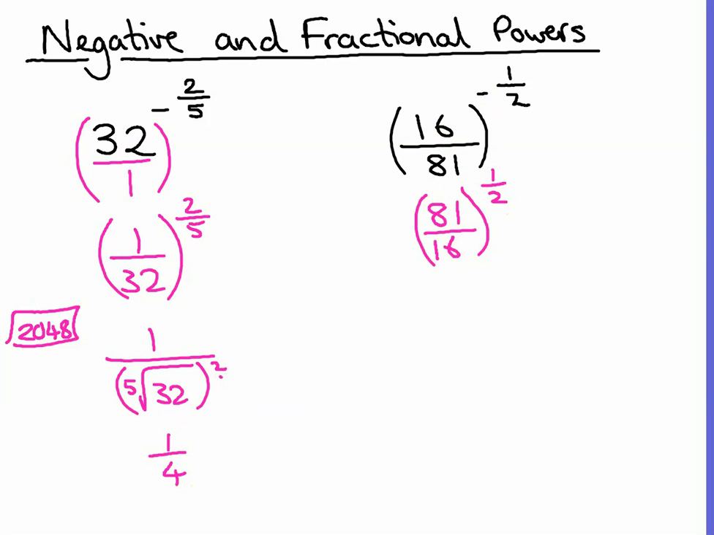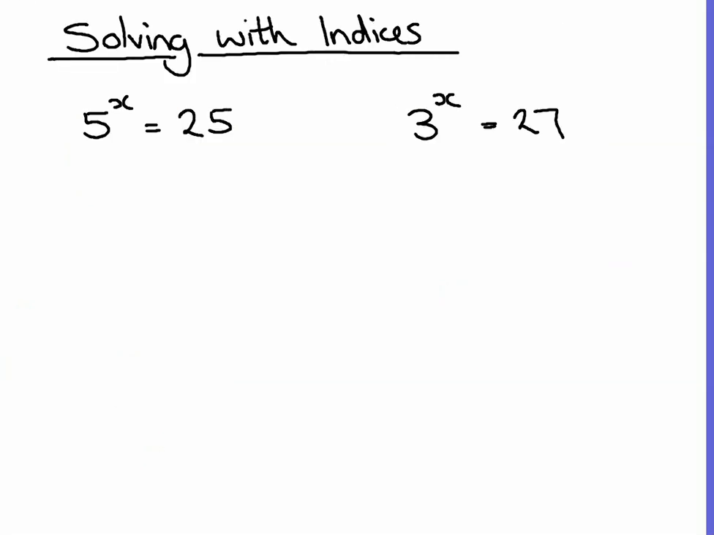So we've reciprocated, the power is now positive, and it's a half, so it's square root. So square root of 81 is 9, square root of 16 is 4. Now, the next stage is to solve with indices.